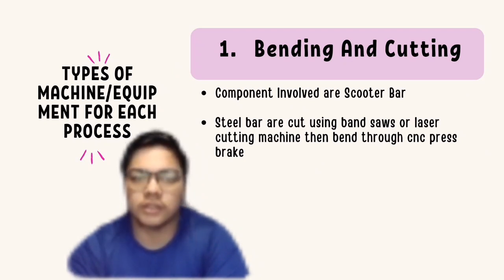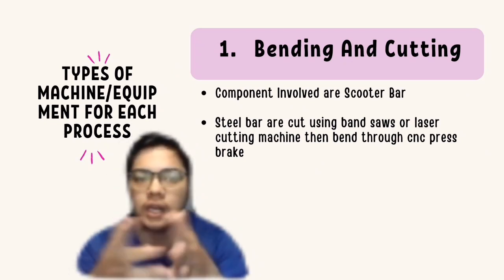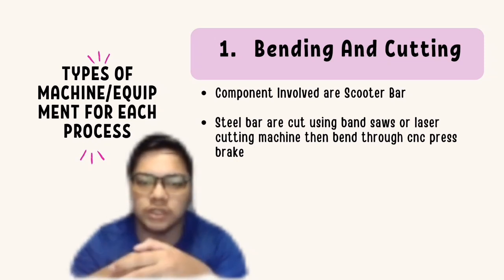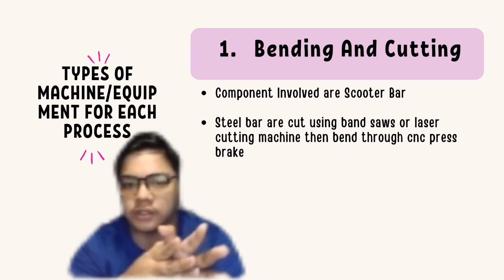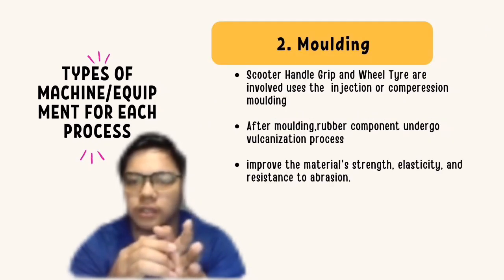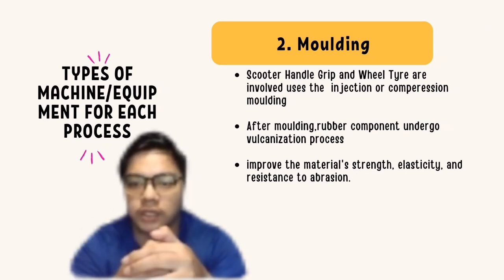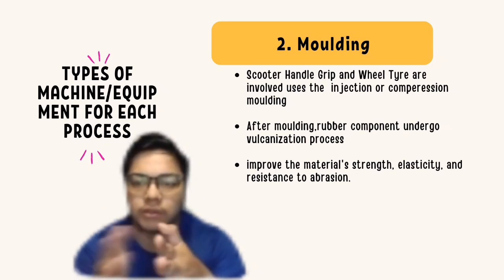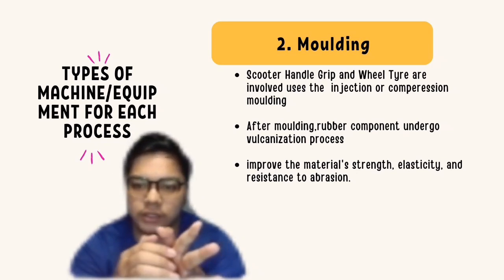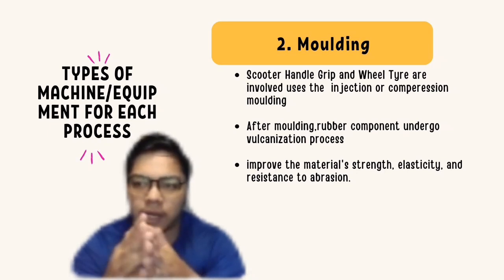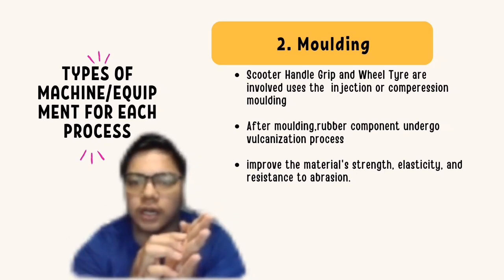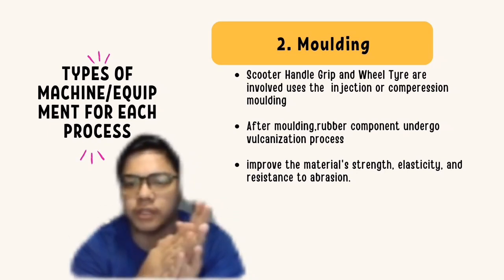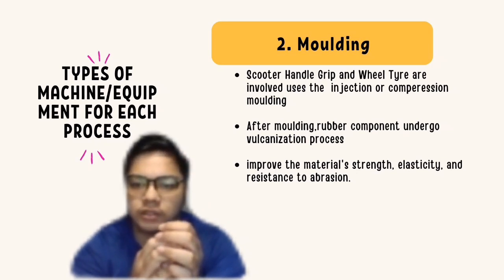So for the first one, bending and cutting, the component involved is the scooter bar. The steel bar is first cut using band saws or a laser cutting machine. Then it is bent through the CNC press brake. Later on, we're going to see the picture of the machine. Second one is molding. The scooter handle grip and wheel tire use injection or compression molding. After molding, the rubber components undergo the vulcanization process by vulcanizing presses. This process improves the material strength, elasticity, and also resistance to abrasion.